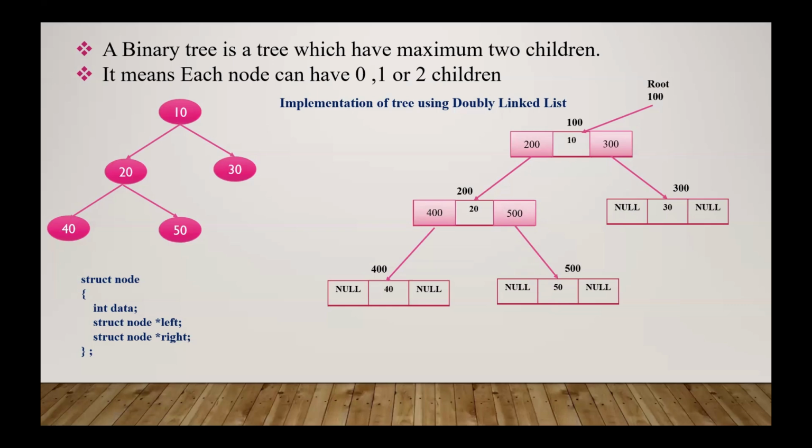So this is the way we can implement the binary tree with the help of the double linked list. Why double linked list? Because it has links on both sides, and a binary tree is allowed a maximum of two children. That's why we use the double linked list for the binary tree implementation in C language. So next we go for the implementation in C language.